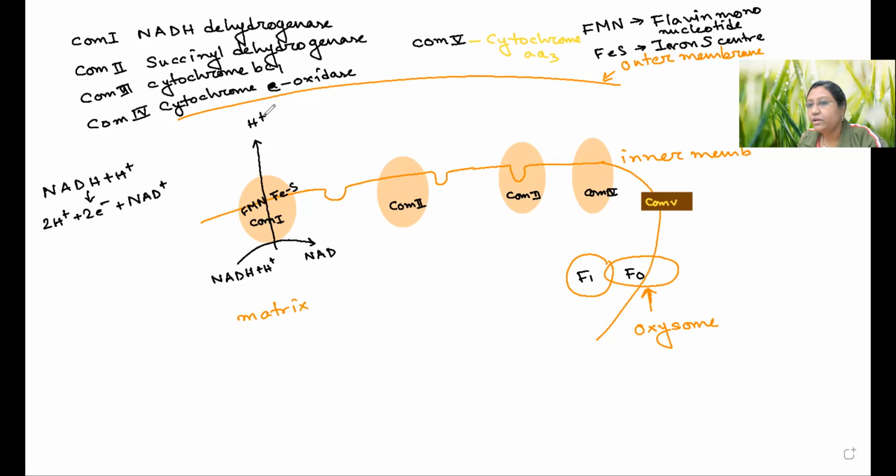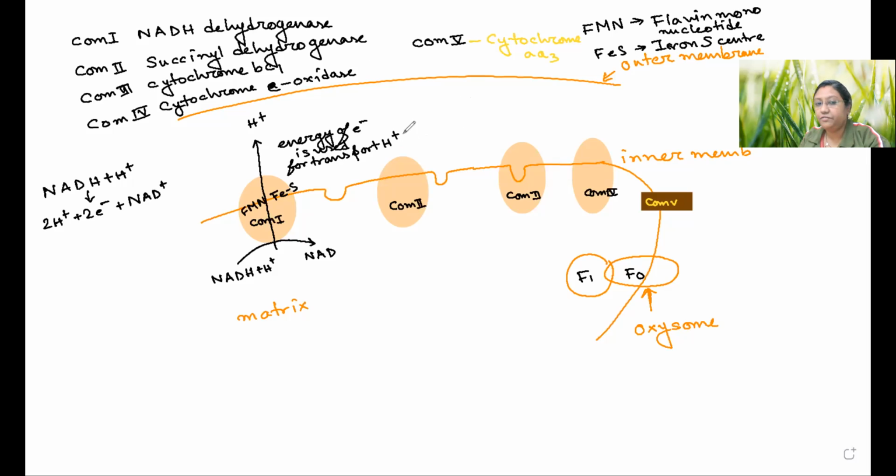Okay. And who will give energy for transportation of these protons? The energy of electron is used to transport proton. Understood? Is this part clear to everyone?